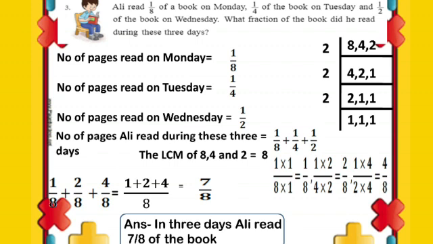So now you add 1 by 8 plus 2 by 8 plus 4 by 8 is equal to 1 plus 2 plus 4 by 8, which is nothing but 7 by 8. So the answer is 7 by 8 of the book is read by Ali on all 3 days.